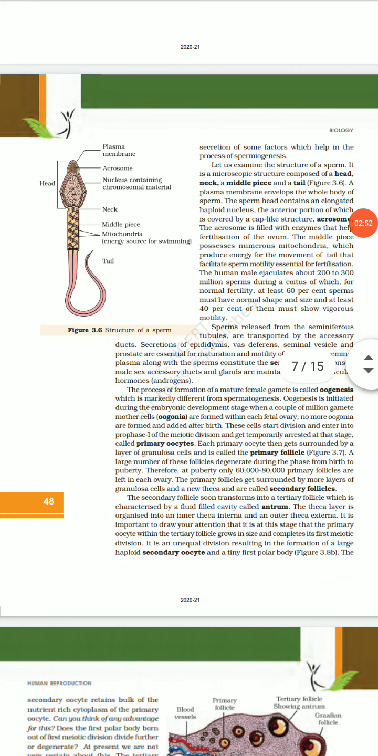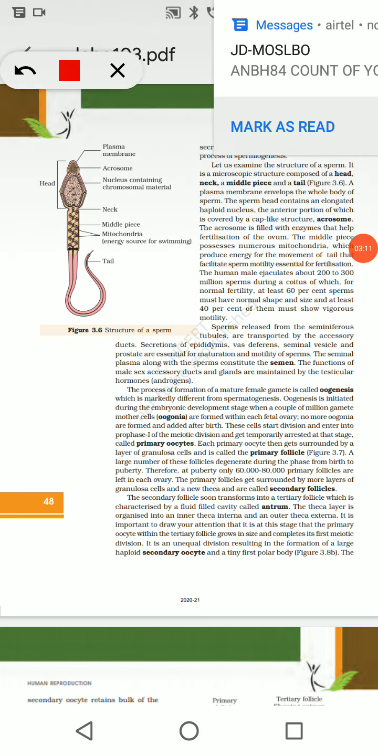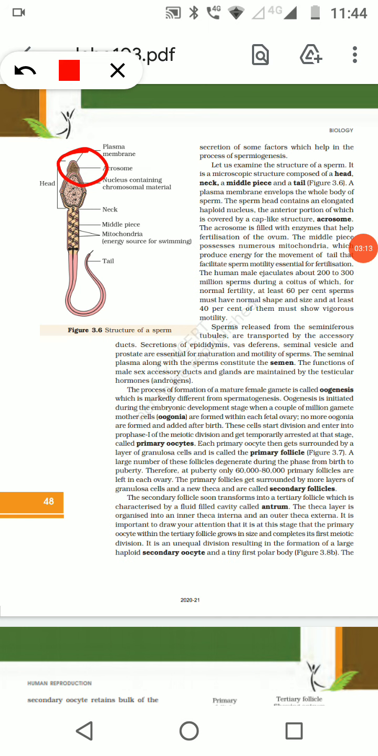Now we are coming to the oogenesis. Okay, next we are coming to the structure of the sperm that is being produced. So sperm has a head, neck, middle piece and a tail. It is enveloped inside a plasma membrane. On the head there is the acrosome which is present.